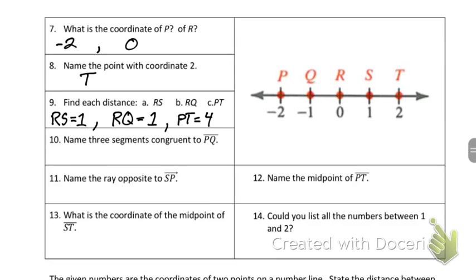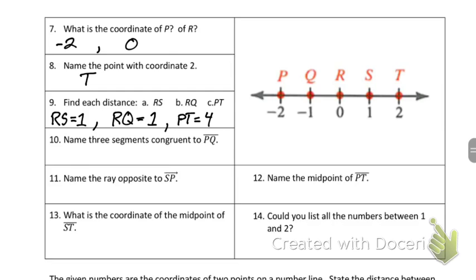Can someone tell me what the formula is? I mean, this is pretty easy because I could just count it. Does anyone remember the formula from yesterday to actually find those? Yeah. X1 minus X2, with the absolute values. Absolute value bars around it.